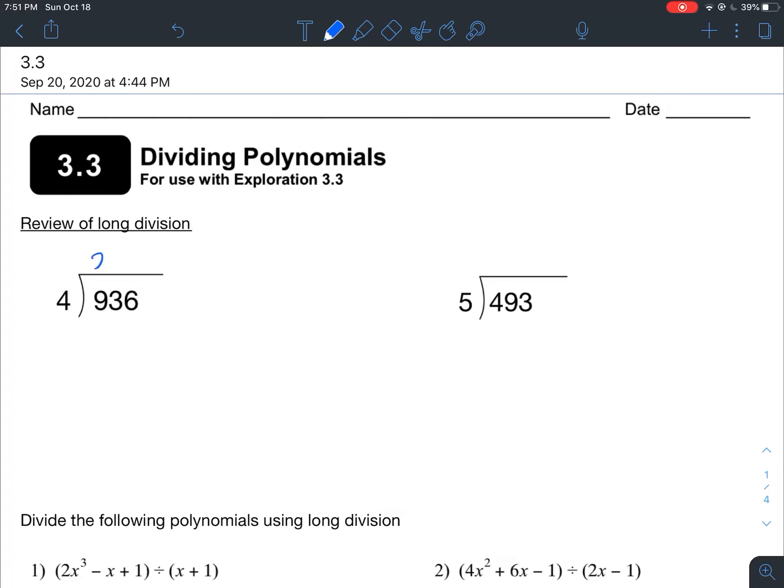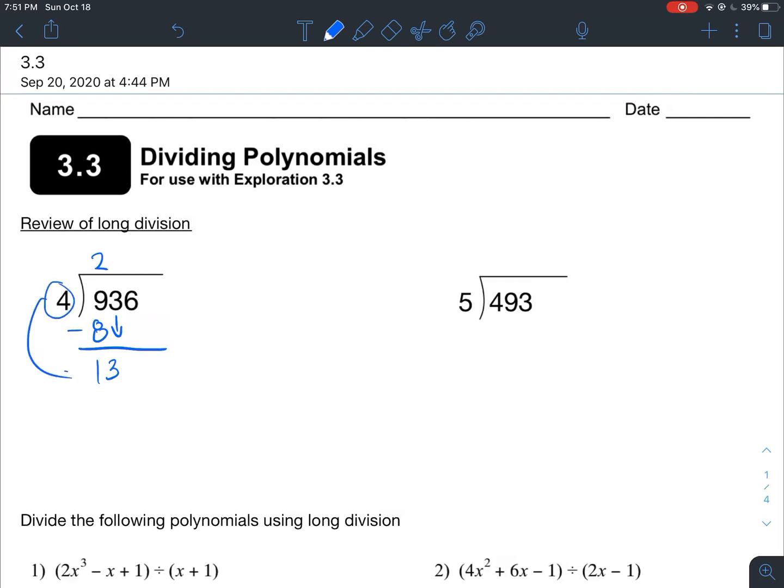So let's write that up here. 2. So 4 goes in 2 times, so that means when you multiply those together, you get 8. Okay? And now what you do is you take that and you subtract. We take the 9 and the 8, and we subtract, and we get 1. Okay? Now drop down the next number. We do the same thing. We just repeat this process until we exhaust everything.